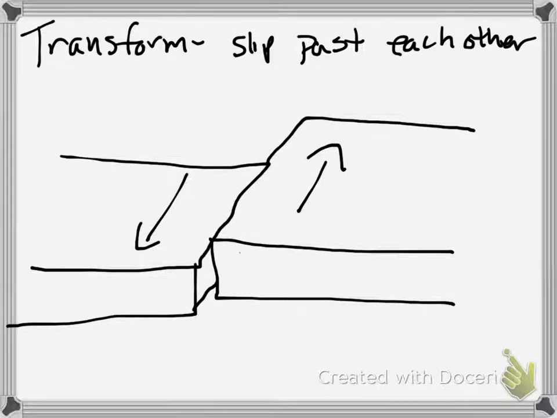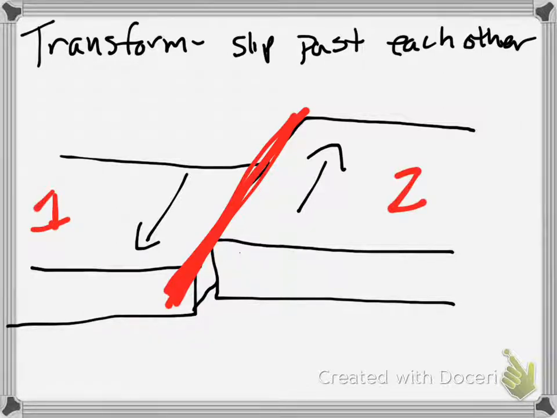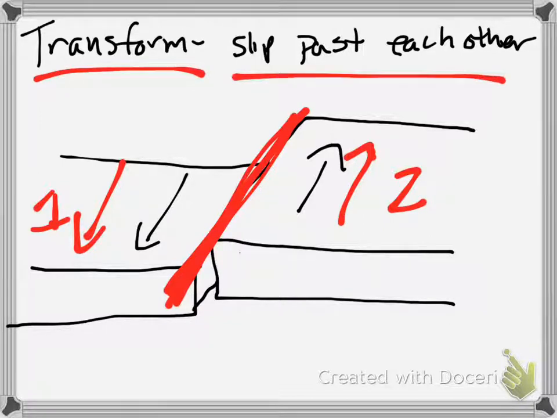Transform boundary. I couldn't find a great image for this, so I drew my own. This is the boundary area right here. And in a transform boundary, there are two plates, and they are slipping past each other. So this plate, we could call this plate number 1, and this plate number 2. Plate number 1 is moving in this direction. Plate number 2 is moving in the opposite direction. They are slipping past each other. So in a transform boundary, we have two plates that slip past each other.